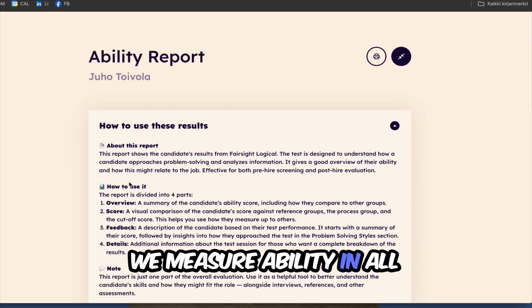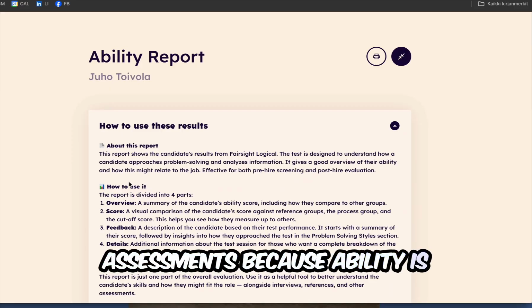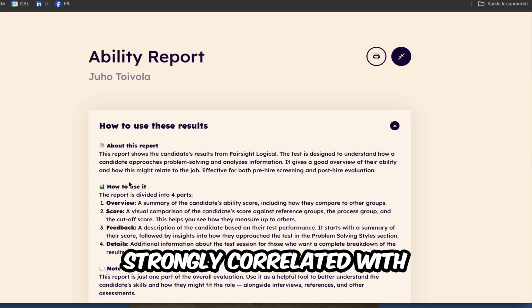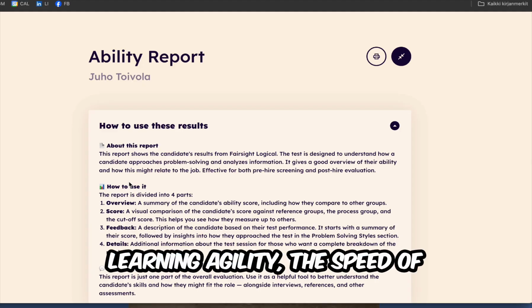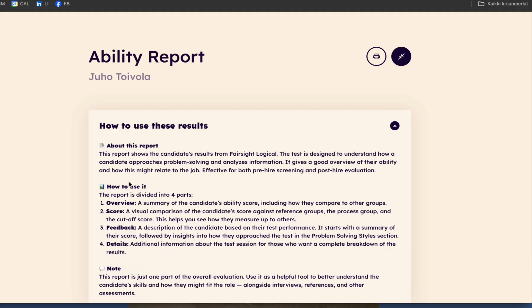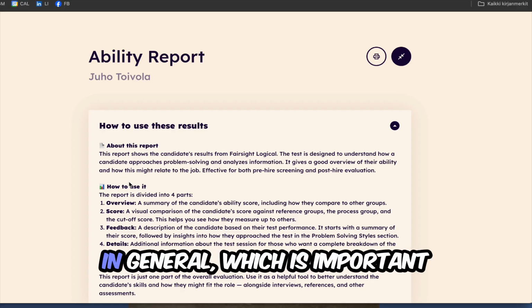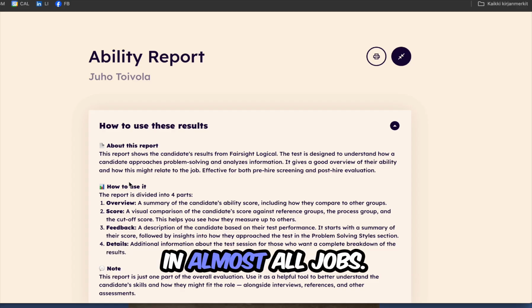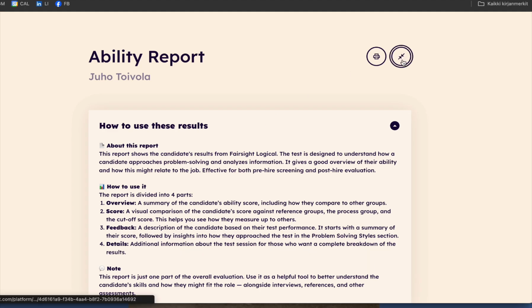We measure ability in all assessments because ability is strongly correlated with learning agility, the speed of problem solving, and information processing speed in general, which is important in almost all jobs.